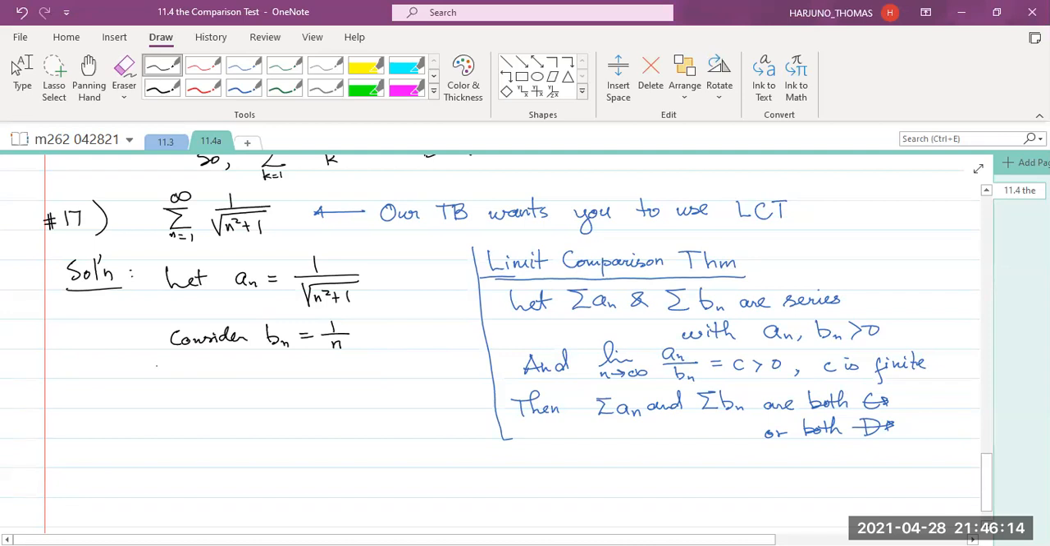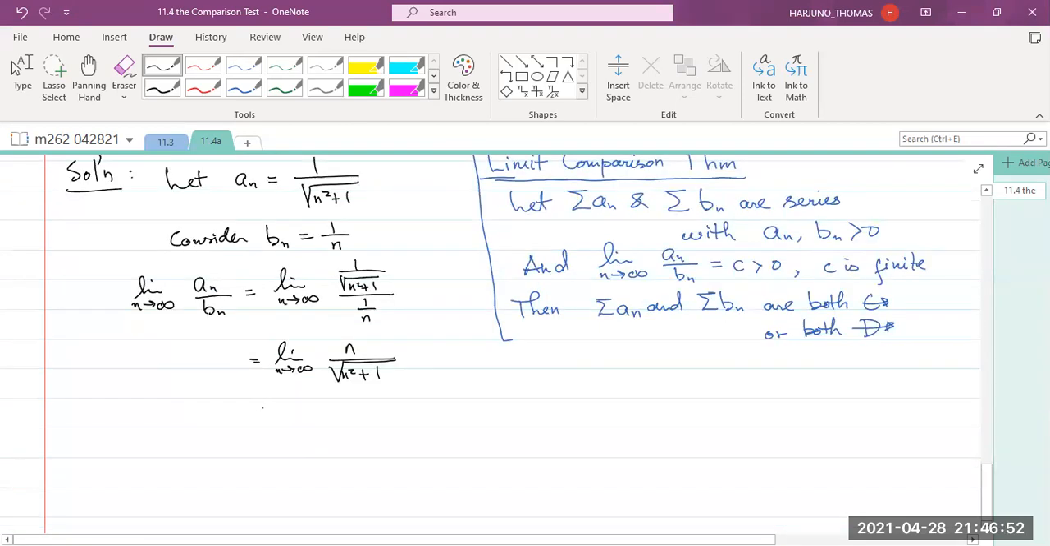Now, the limit comparison theorem works for the situation where they behave similarly when n goes to infinity. So the limit as n goes to infinity of a sub n over b sub n equals the limit as n goes to infinity of 1 over square root of n squared plus 1, over 1 over n. That is the limit as n goes to infinity of n over square root of n squared plus 1. Divide the top and the bottom by n. I don't think you want to use L'Hopital's rule because after all, it's not continuous, and it's actually harder to do.